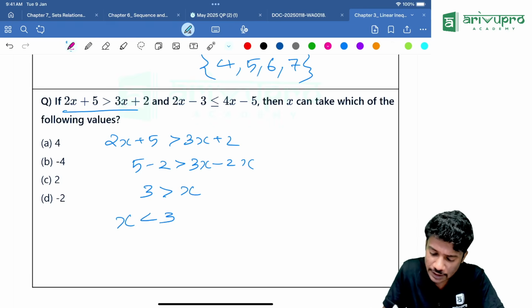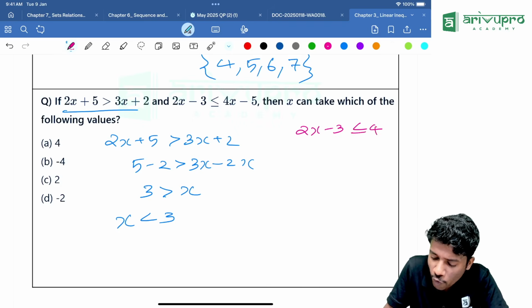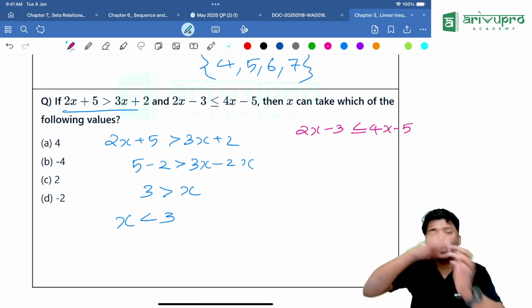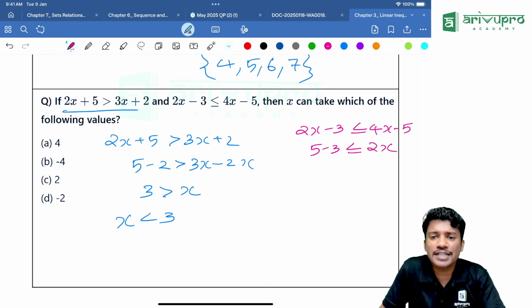Then what else is there? 2x minus 3 less than or equal to 4x minus 5. Take x to the other side, 5 to this side. That means 5 minus 3 is less than or equal to how much now? 2x. Then what else is there?